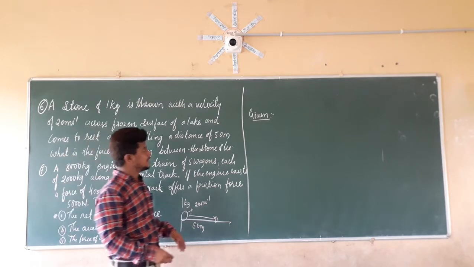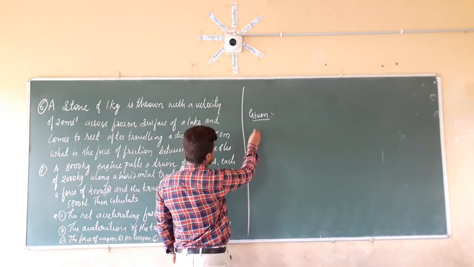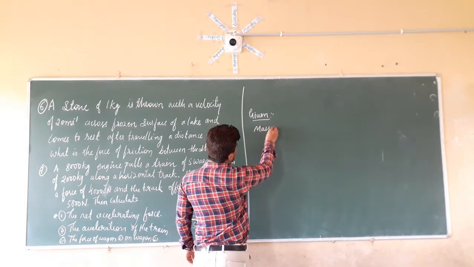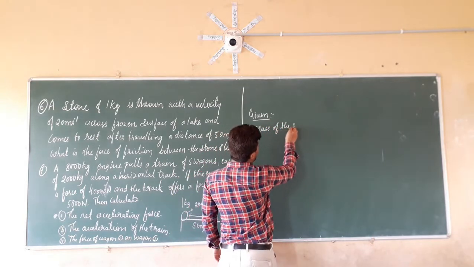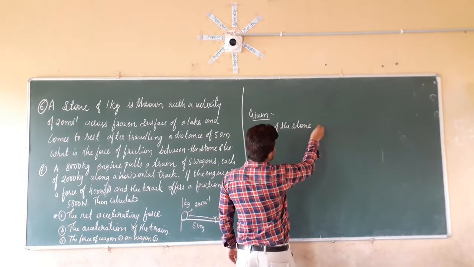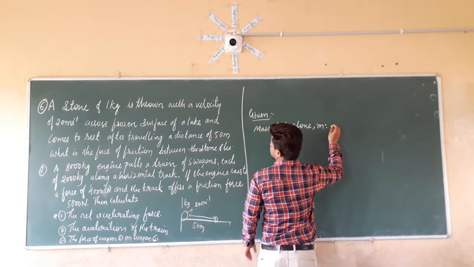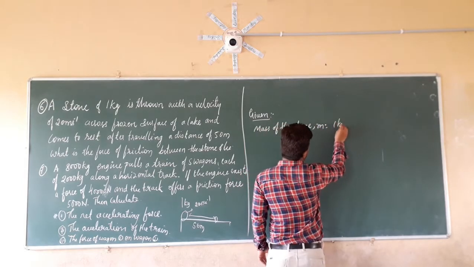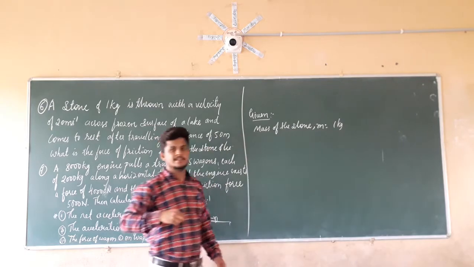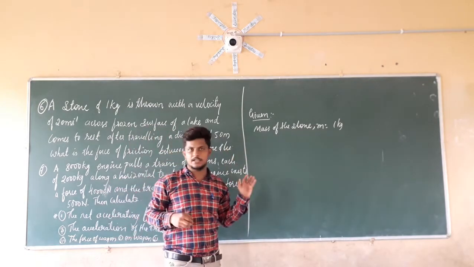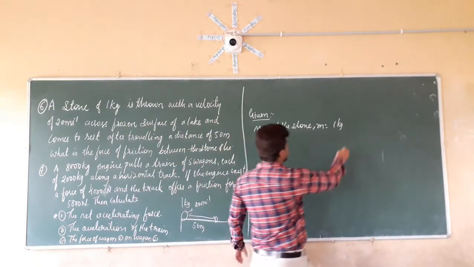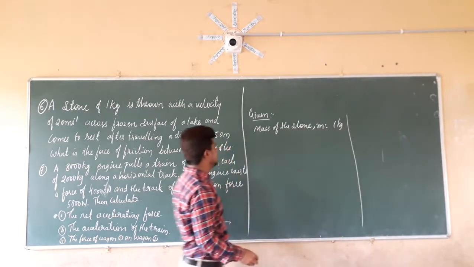So first we are going to write down the given data. What is the given data here? Mass of the stone, let this be m, which is given as 1 kg. Since it is given in kg, there is no need for changing the SI units. Next, what is given in the problem statement?